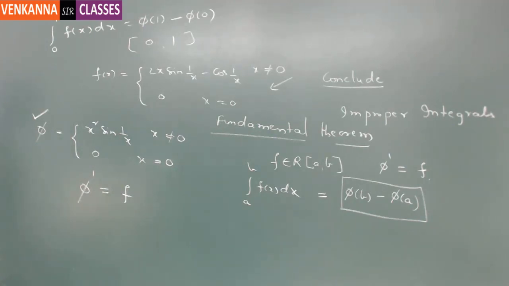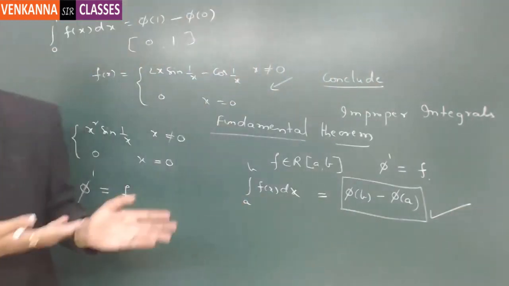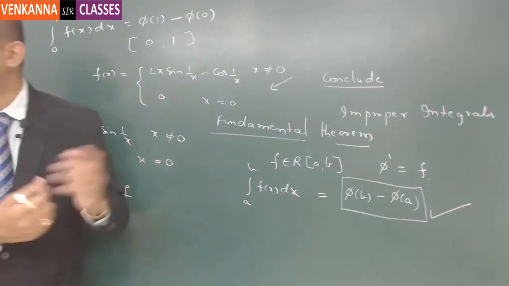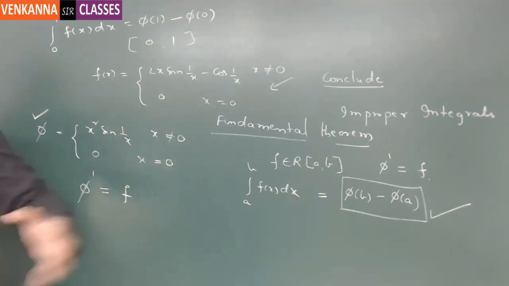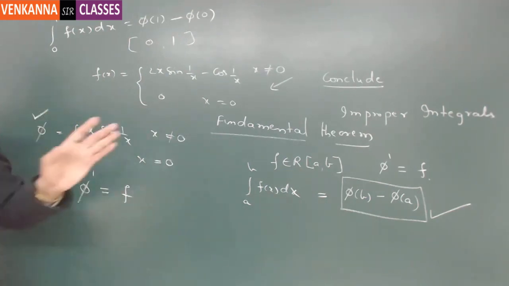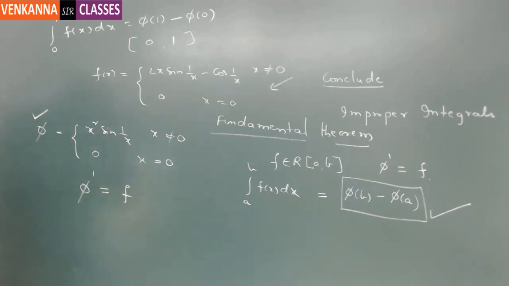And it is to be understood that for each function we cannot find a primitive. Whenever a primitive or antiderivative exists, in such cases we are going to make use of the fundamental theorem. If a primitive does not exist, how we go on to evaluate the integration is a different issue. So the fundamental theorem is useful whenever a primitive exists. Even though the primitive is not continuous, we can make use of the property. Clear to all? Any more doubts?